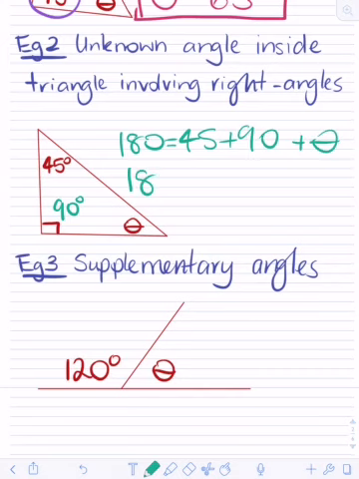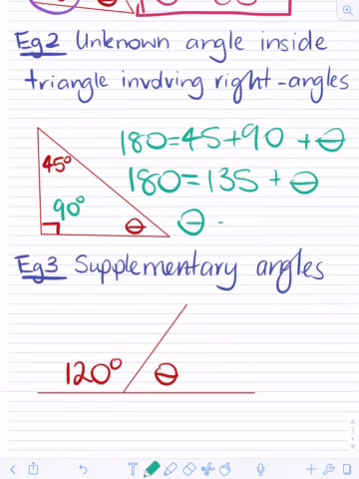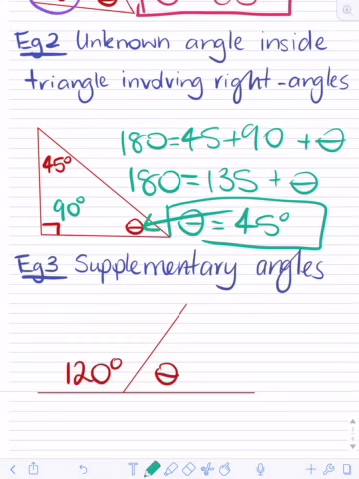Again, we can simplify this further. 180 equals 90 plus 45, which equals 135 plus theta. And using equations, we can find out that theta equals 45 degrees. What that means is that that angle there is 45 degrees.